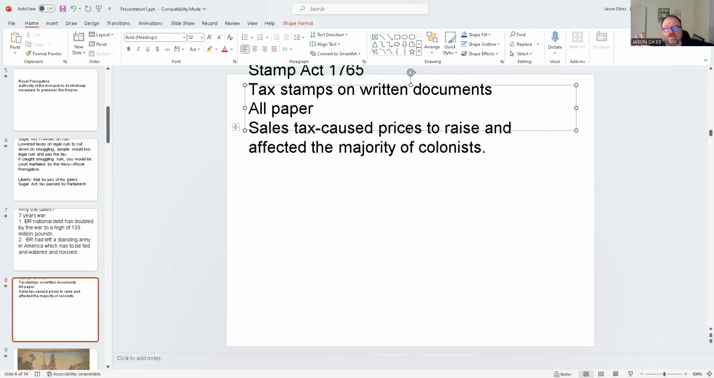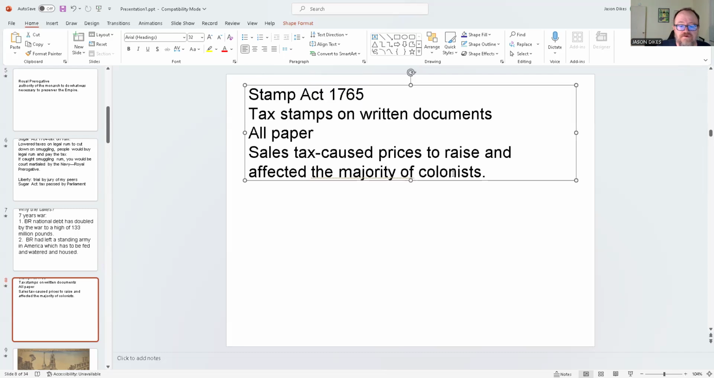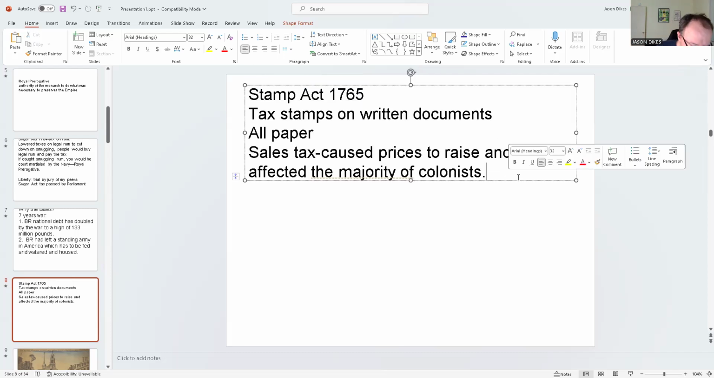Again, the Sugar Act had only affected a very small group of people. The Quartering Act only affected a few cities. But the Stamp Act affected everybody, okay? Because that meant the cost of newspapers went up, the cost of a deck of cards went up, the cost of just regular stationery went up, costs went up. So this is the one that has the biggest pushback from the Americans. So let's look at that pushback.